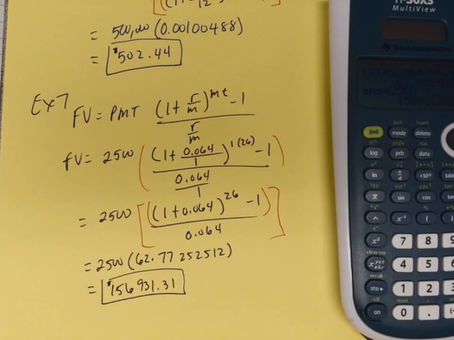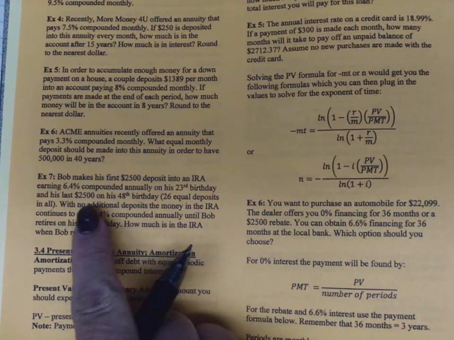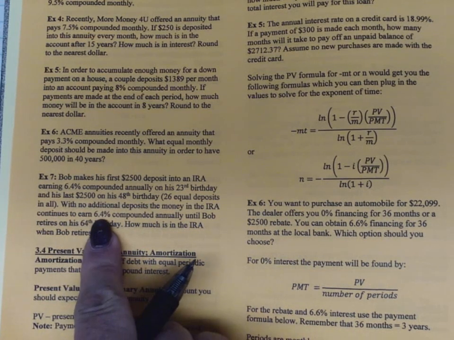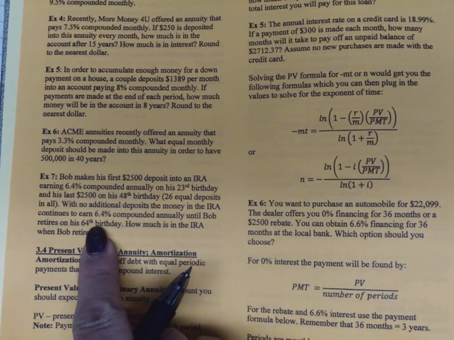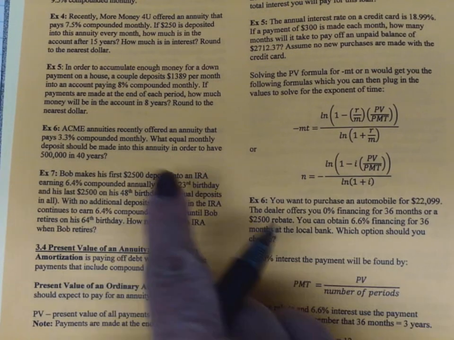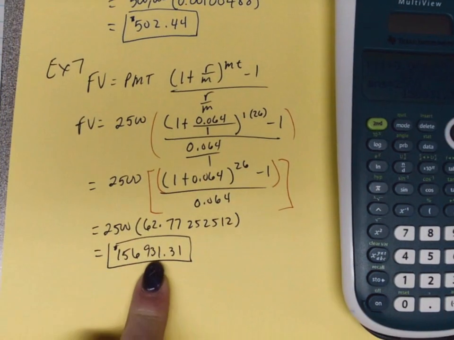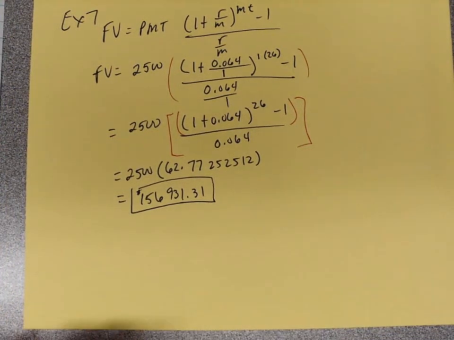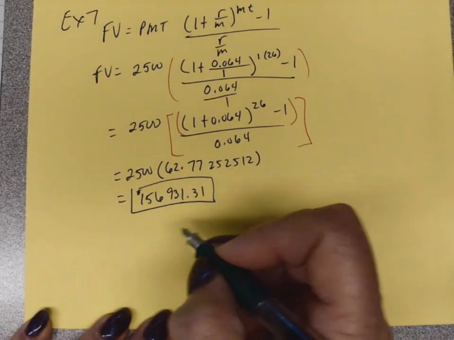But again, he's not pulling the money out. So let's read it again. With no additional deposits, the money in the IRA continues to earn that 6.4% compounded annually until he retires on his 64th birthday. So he's not putting any more money in, but he's not taking the money out. So how much will be in the account if he just leaves that $156,000, almost $157,000, in the account? So now we're going to do compound interest for the rest of the time. So this will be like the second part.